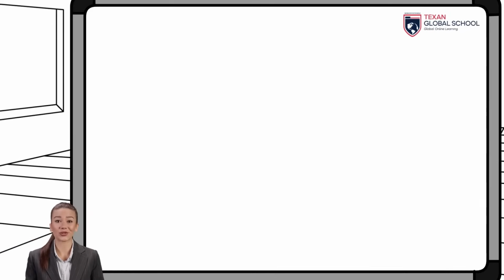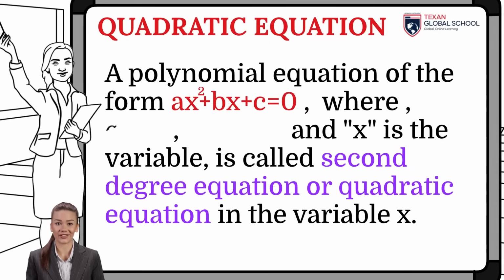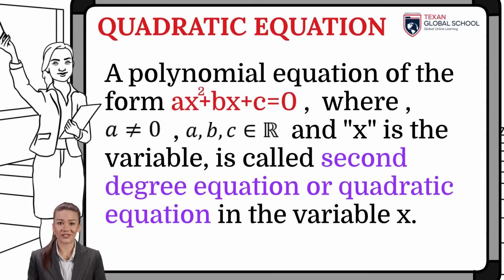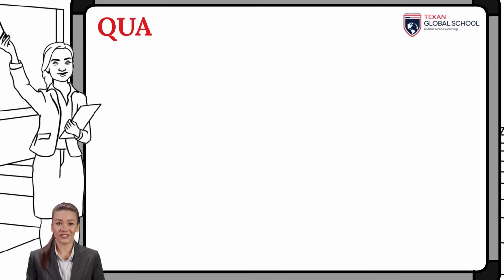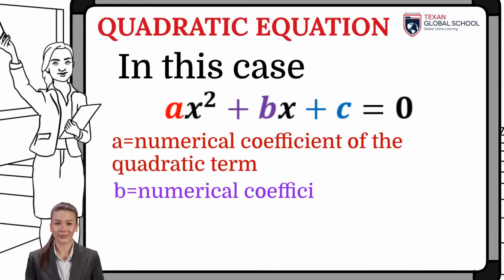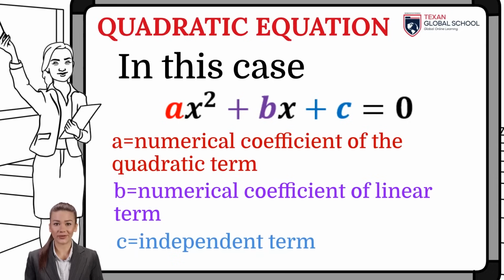A polynomial equation of the form ax squared plus bx plus c equals 0 is called a second-degree equation or a quadratic equation in the variable x, where a is the numerical coefficient of the quadratic term, b is the numerical coefficient of the linear term, and c is the independent term. This form is also called the standard form of a quadratic equation.